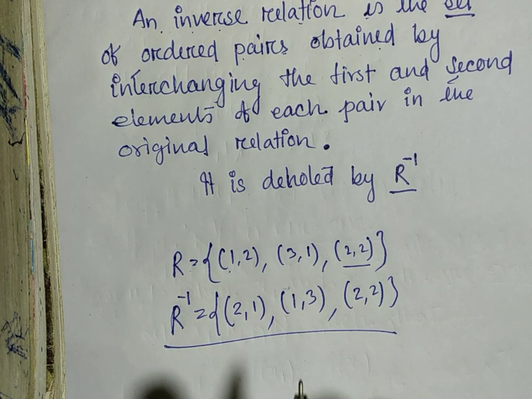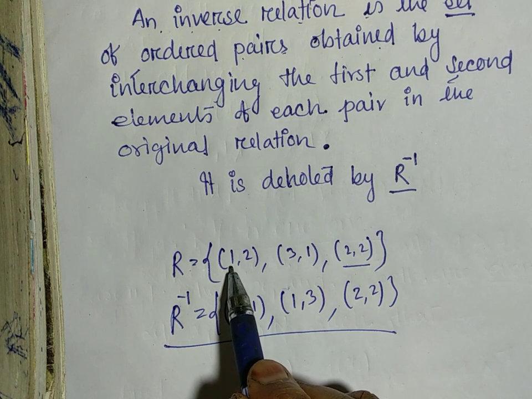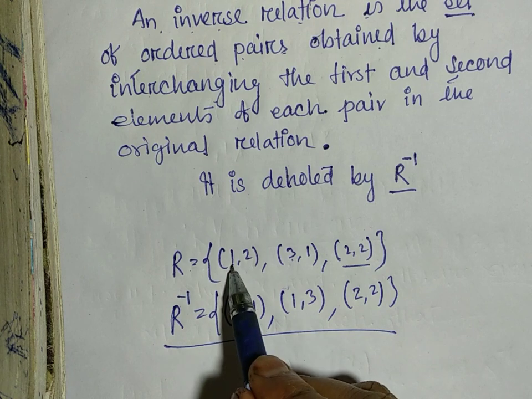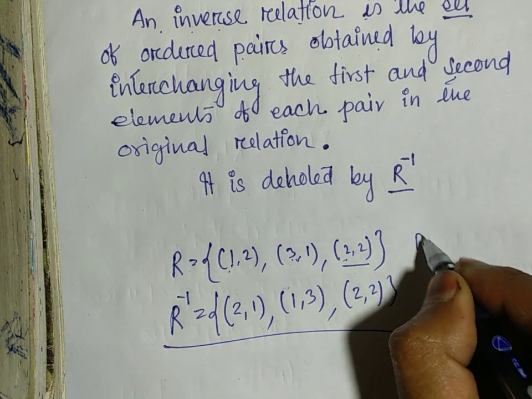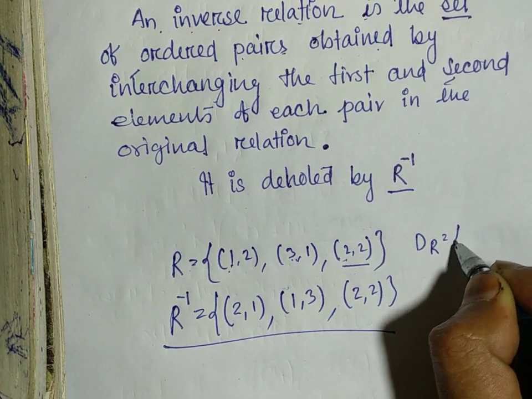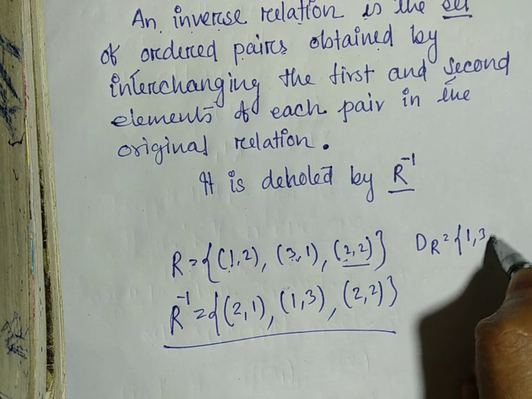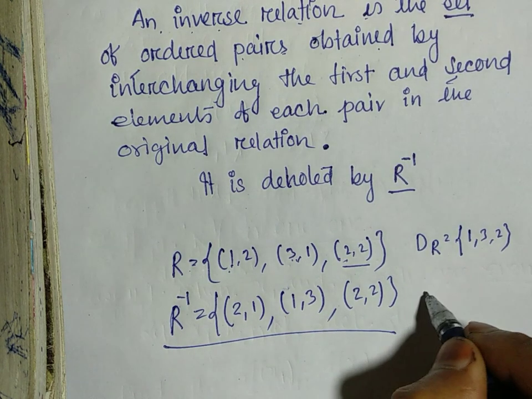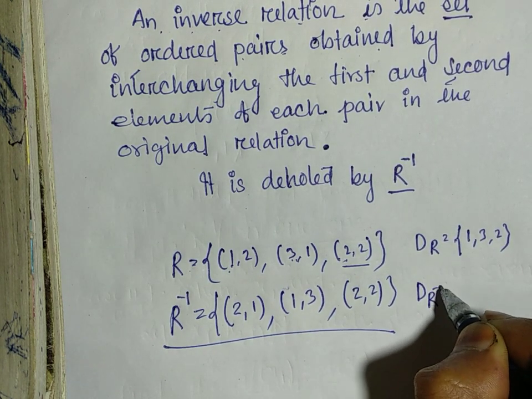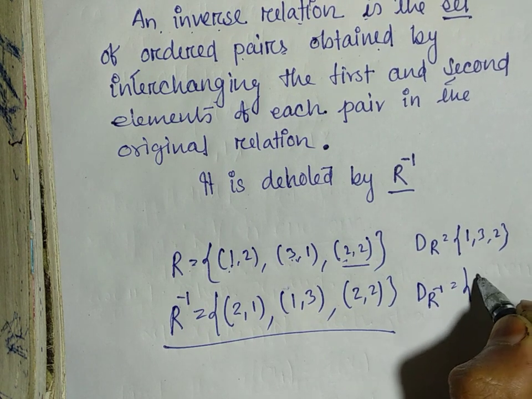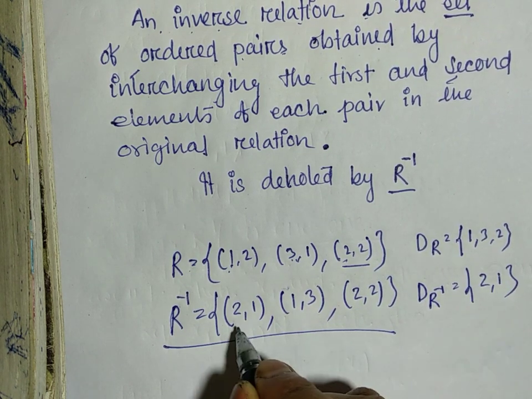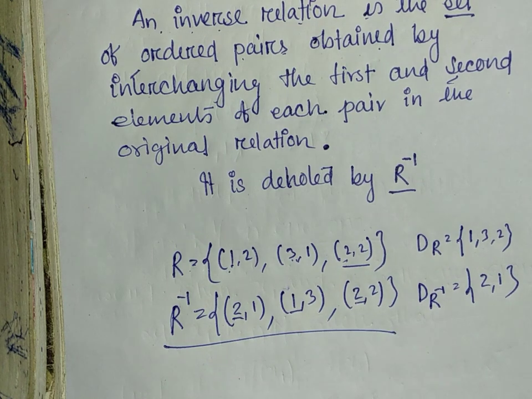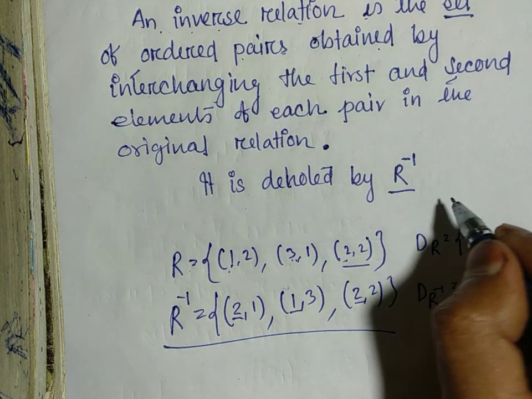We know what the domain of a relation is. The related elements of the first set are known as domain elements. How many domain elements are there? 1, 3 and 2. This is the domain. Domain of R is equal to the set which contains 1, 3, 2. What is the domain of R inverse? Domain of R inverse will be 2, 1, 2. What is the range of R?